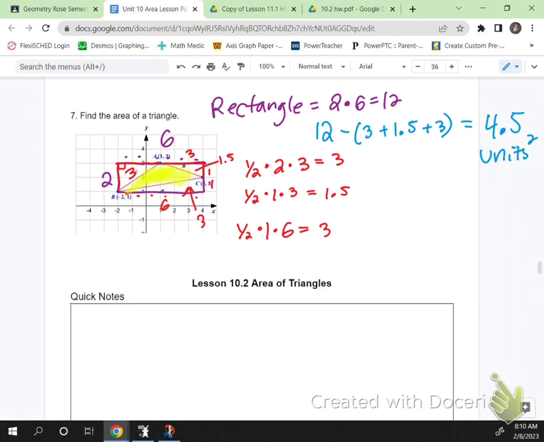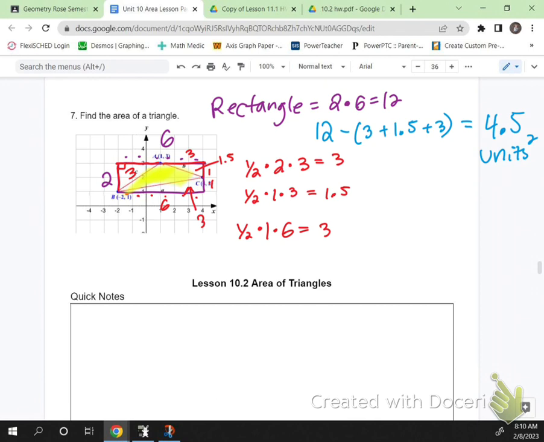So in this case, this triangle was not perfectly half of the rectangle because of how it was drawn. So we found the little triangles on the outside and subtracted them. Are we good with that method? Finding the pieces? Yes? No? We're confused? Okay. We're going to go to the quick notes box.